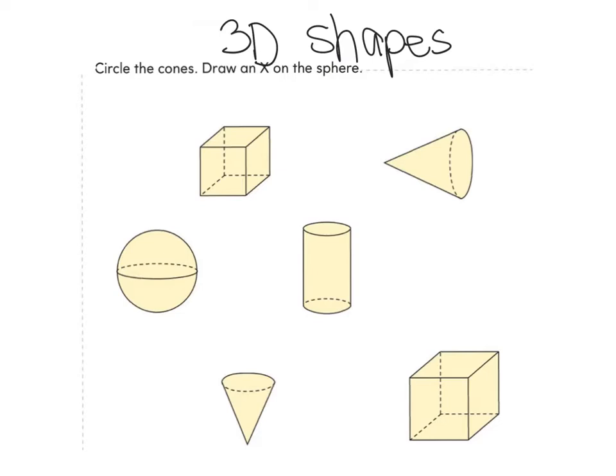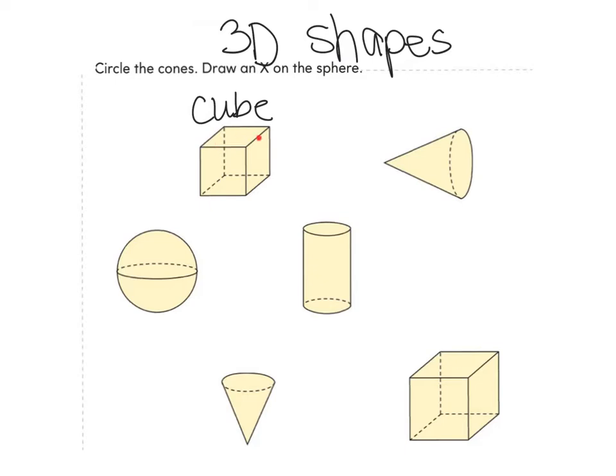So to review the 3D shapes we've learned so far. This says, circle the cones, draw an X on the sphere. So I'm going to circle all the cones. So this shape right here, this is a cube. A cube has squares on the top and bottom.